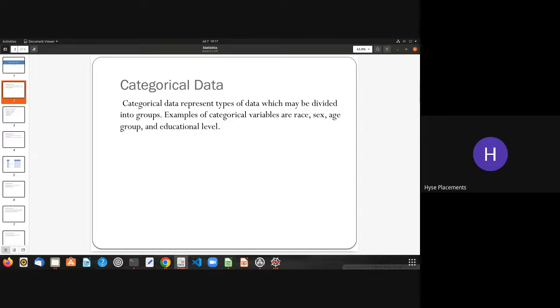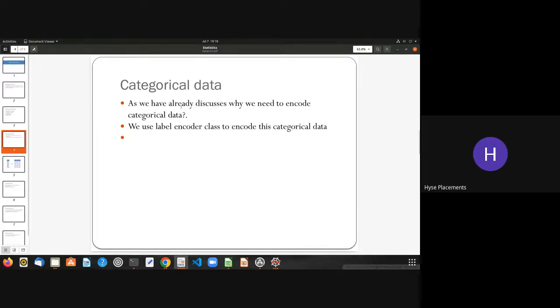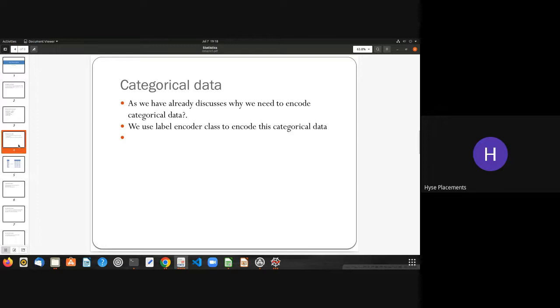Okay, yeah, sorry. So categorical data means different categories, like yes or no, or the car brands, Audi, BMW, we have discussed, right? The steps to be followed are finished till missing data. Now, as we already discussed why we need to encode categorical data, we use the LabelEncoder class to encode this categorical data. First we'll try to label encode it, and then I'll discuss why we need to encode. So how are we going to do it?